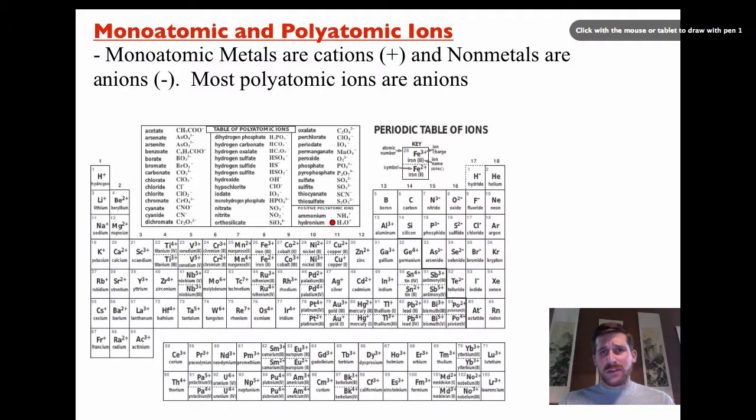There are really only two positive ones. Ammonium is the one you'll see the most, NH4+, and then hydronium, H3O+. So those are the most common ones. Make sure you know these guys cold, and that's another flashcard thing you can study, okay?